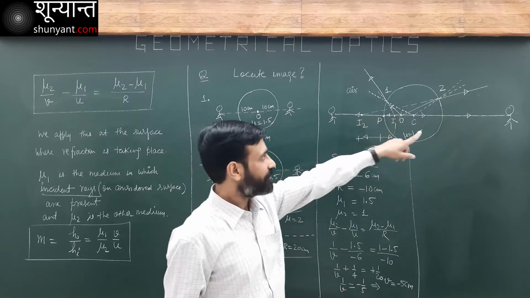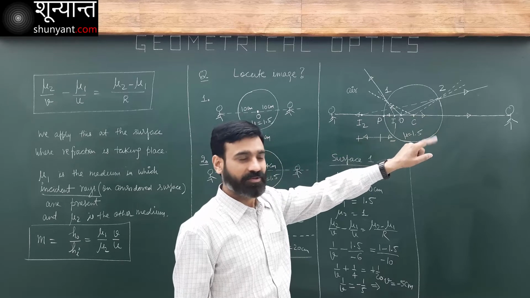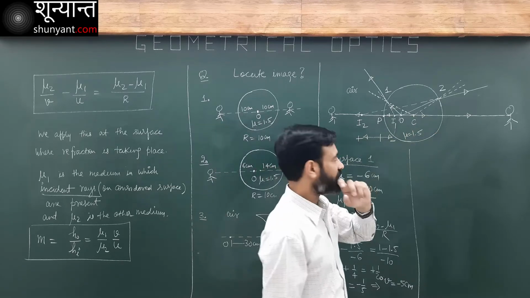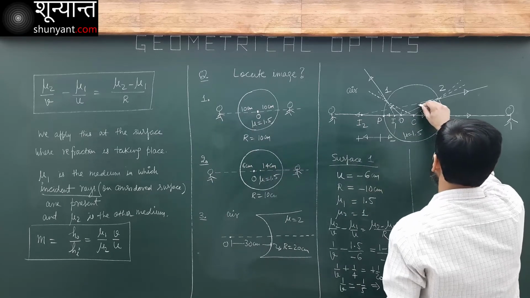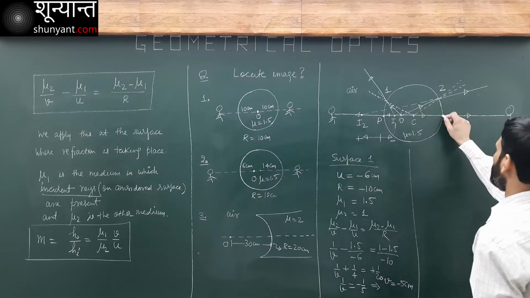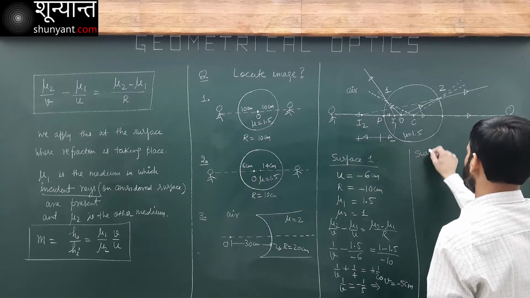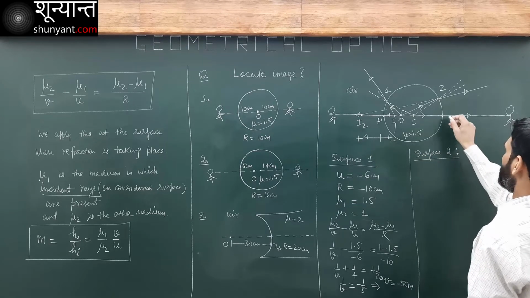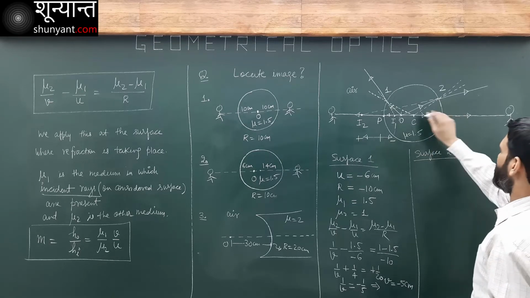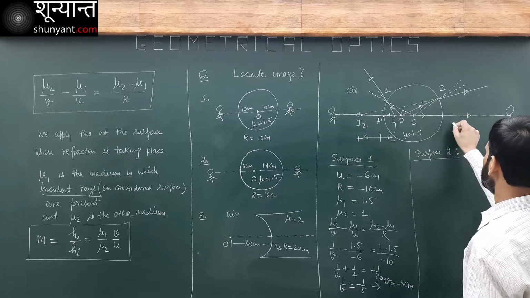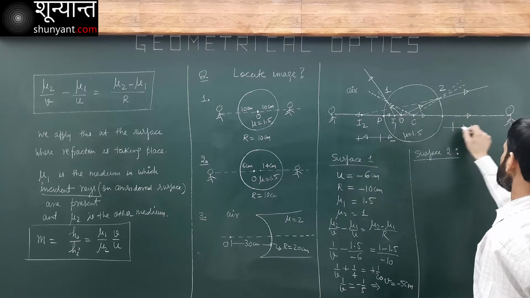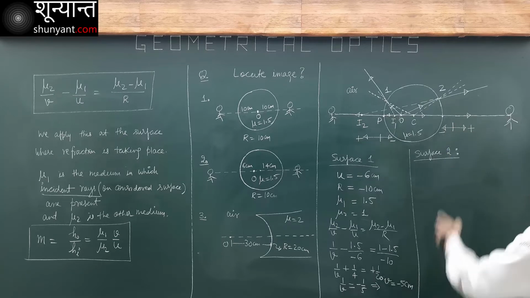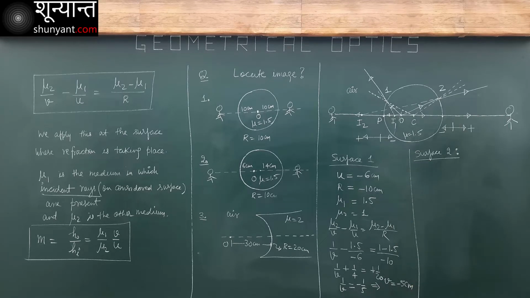This is where the second person is going to see the image. Let's see what answer we get. Now, surface 2. First of all, sign convention. Light rays are going towards right. So this becomes my positive and this becomes my negative.